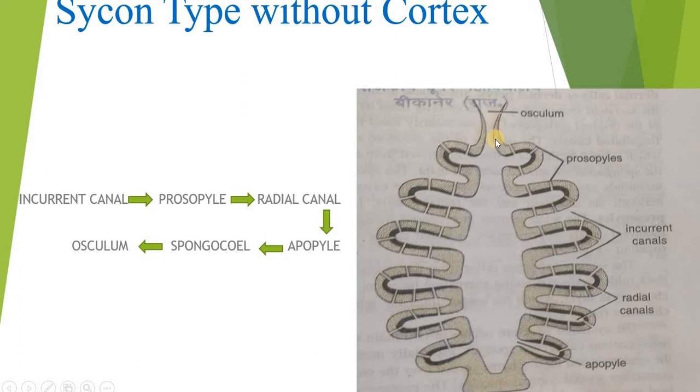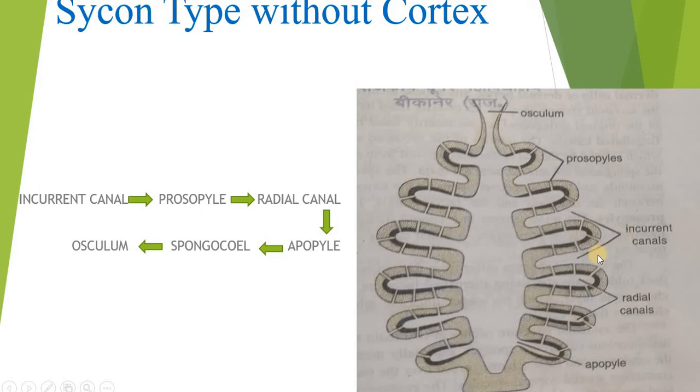The water flows through the following route: incurrent canal, then by prosopyles it enters into the radial canal. From radial canal it goes to the apopyles. From apopyle, spongocoel, to outside through osculum. So this is the route followed.